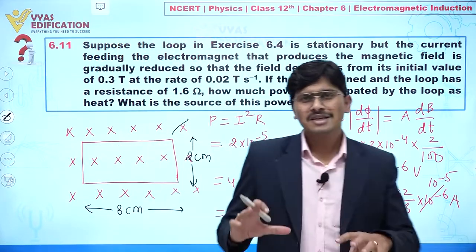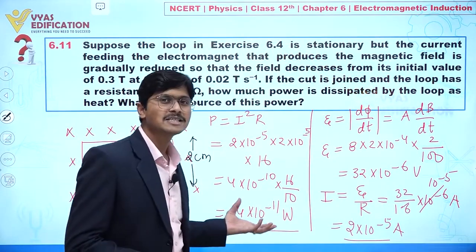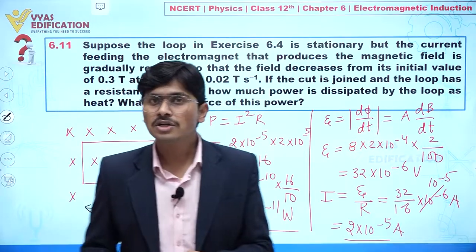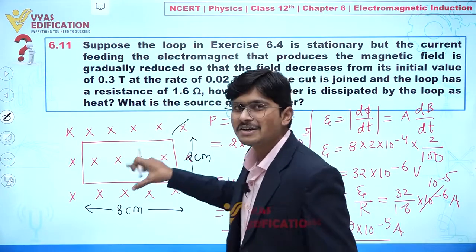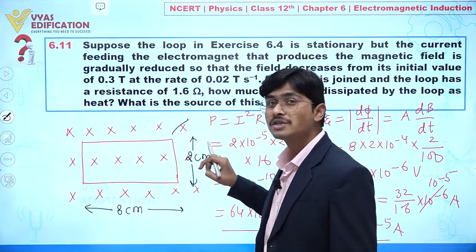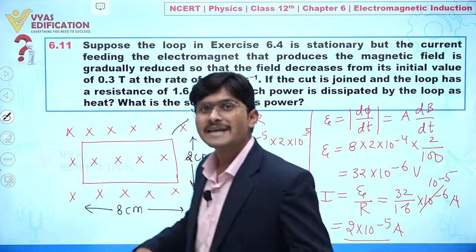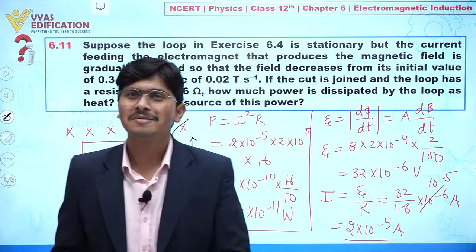So this much amount of power is dissipated. Now, from where are we getting this power? In this question we are reducing the current, and whenever we are reducing the current, we are reducing it from some external source. So we are getting that energy from an external source. So this is all about this question.